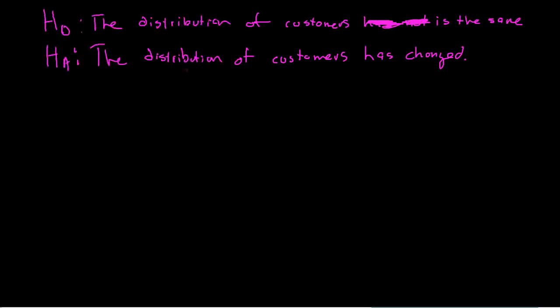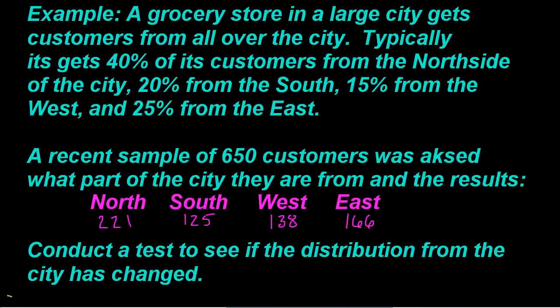All right, let's check those conditions. The sample must be random to avoid bias. It did say a recent sample. You assume it's going to be random to avoid bias.